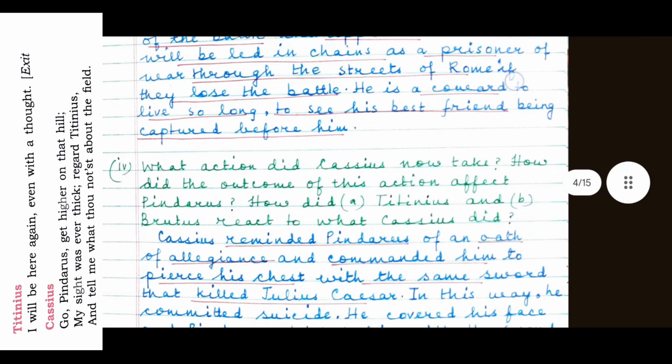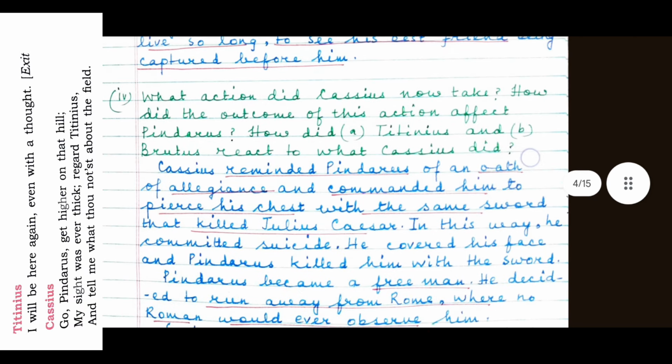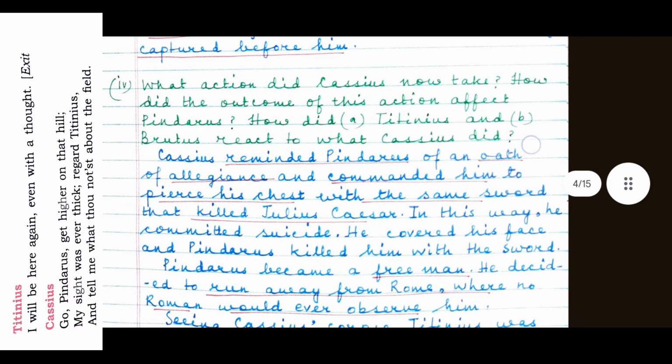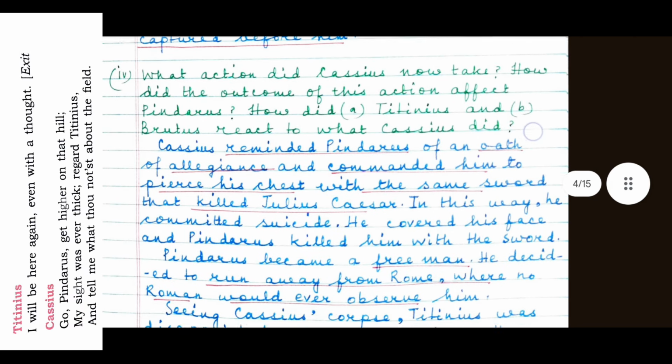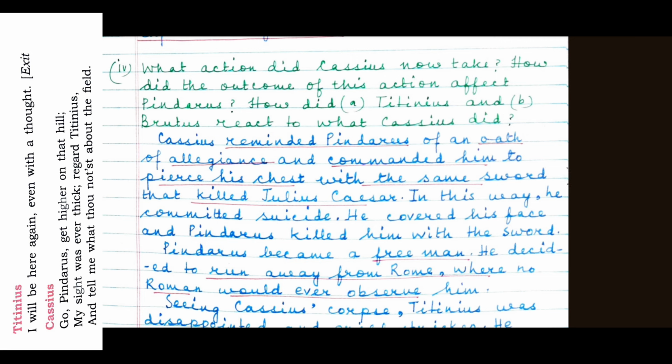Next, what action did Cassius now take? How did the outcome of this action affect Pindarus? How did number A, Titinius, and number B, Brutus react to what Cassius did? Now this is going to be a lengthy answer. Just look at the question. They have asked for so many things in a single question. Multiple subparts. So the first subpart, what action did Cassius now take?